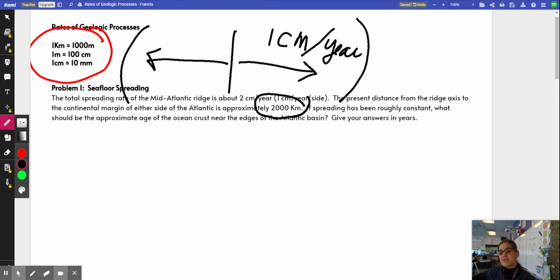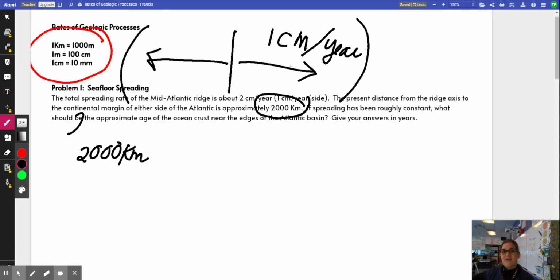So here's what you need to do. With dimensional analysis, you always start off with what you know. What do you know for sure? It's usually, but not always, usually not the conversion factor. What we know is that the distance from the ridge all the way over to the edge of the crust is 2,000 kilometers. So that's what I'm going to start with. 2,000 kilometers. And I want to know years.